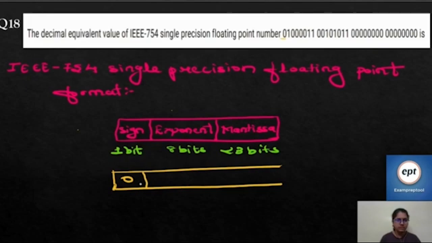So this will cover 1 bit, and after that our exponent will be of 8 bits. Let me show you the exponent. This is 1 bit and the exponent will be of 8 bits: 1, 2, 3, 4, 5, 6, 7, 8. So from here to here we will have the exponent part. So let's write the exponent part.